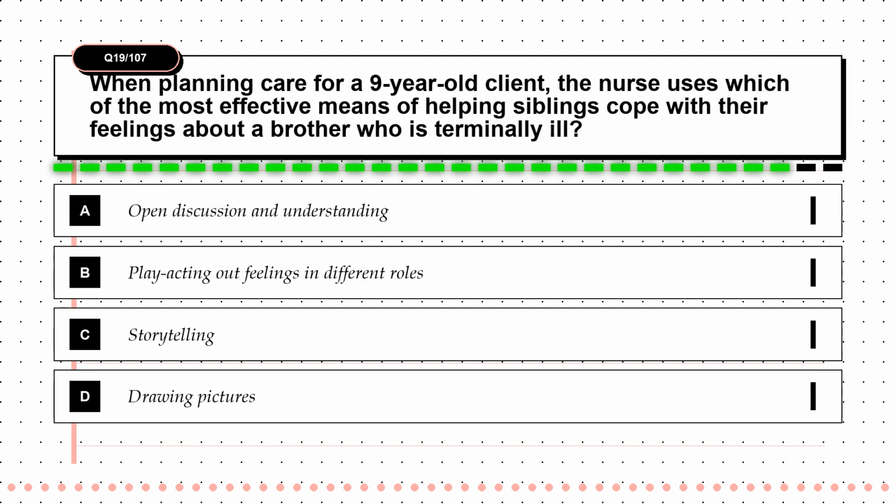Question 19. When planning care for a 9-year-old client, the nurse uses which of the most effective means of helping siblings cope with their feelings about a brother who is terminally ill? Here are the options. Option A. Open discussion and understanding. Option B. Play acting out feelings in different roles. Option C. Storytelling. Option D. Drawing pictures.